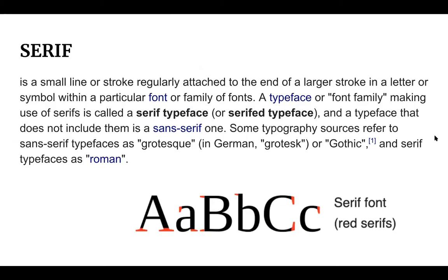We have serif, right? So serif is a small stroke or line regularly attached to the end of a larger stroke in a letter or symbol within a particular font family. A typeface or font family making use of serifs is called a serif or serifed typeface, and a typeface that does not include them is one that we're going to call a sans serif. So here you will see the serif is highlighted in red, and that is going to be a serifed font. If you removed those, you would have a sans serif font.